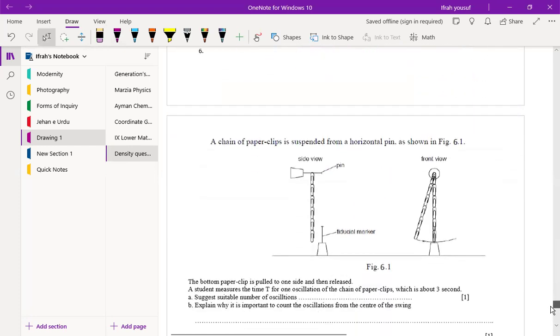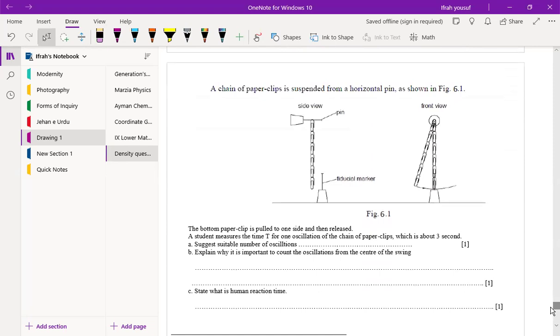Yes, sir. All right. So a chain of paper clips is suspended from a horizontal pin. This is the last question of today's class. The bottom paper clip is pulled to one side. That means there is an arrangement of the paper clips that forms a simple pendulum, right? So a student measures the time t for one oscillation of the chain of paper clips, which is about 3 seconds. So what is the one oscillation time? One oscillation time is 3 seconds, right?